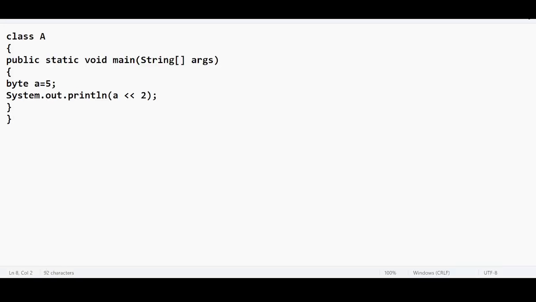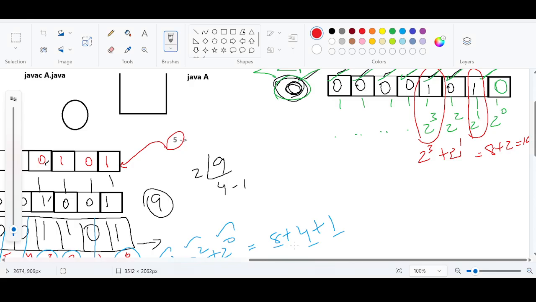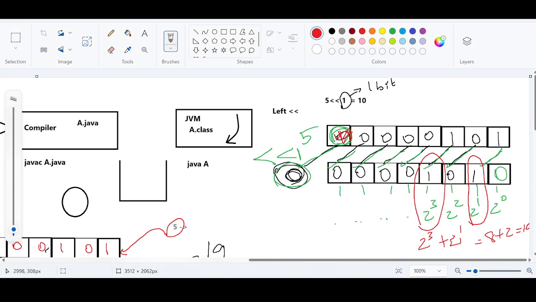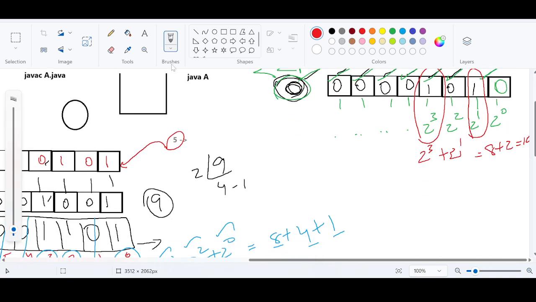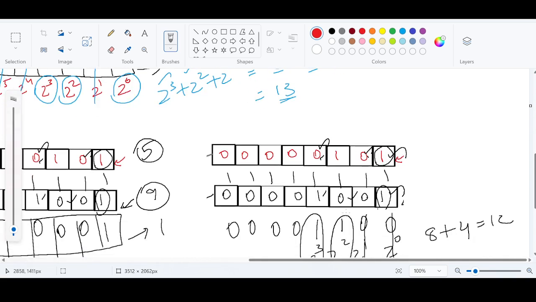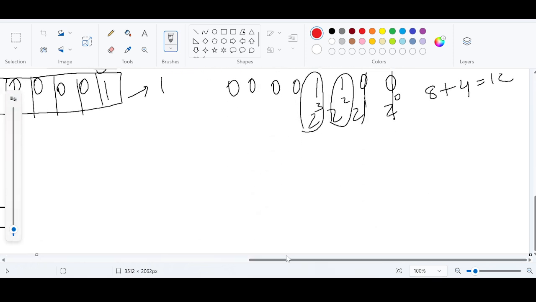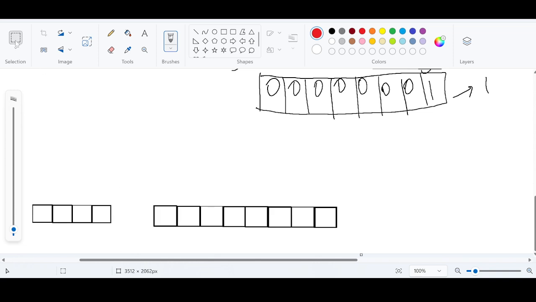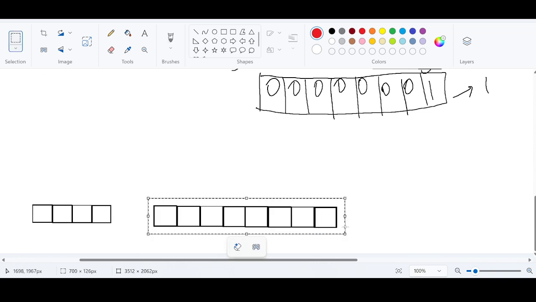This time what we want to do is left shift a number by 2. Previously it was 1, so only 1 bit. We were going to left shift it by only 1 bit. This time it is 2. Focus here. I'm repeating this for the second time. Focus here.